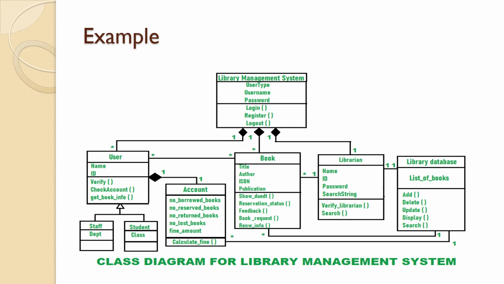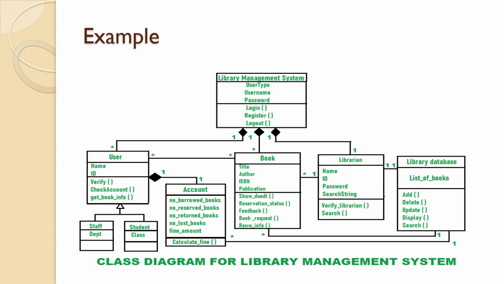For books, there are many books available in the library. First of all, title, author, ISBN, and publications. The book is a main class. These are the operations, and these are the attributes. This is the overall class diagram. We also have a librarian, with name, ID, password, and search strings as attributes, and operations to verify a librarian and search.